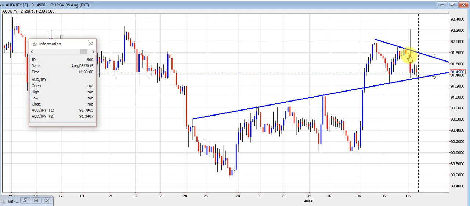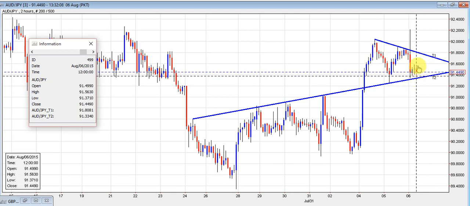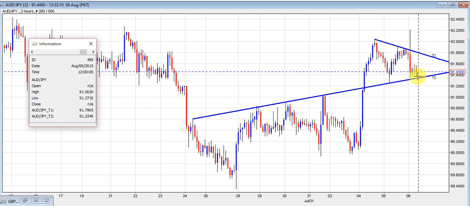In short, it's suggesting that if it's a strong move to continue on the higher side, then it will probably end up holding 91.30 and just taking it. Sorry, break.